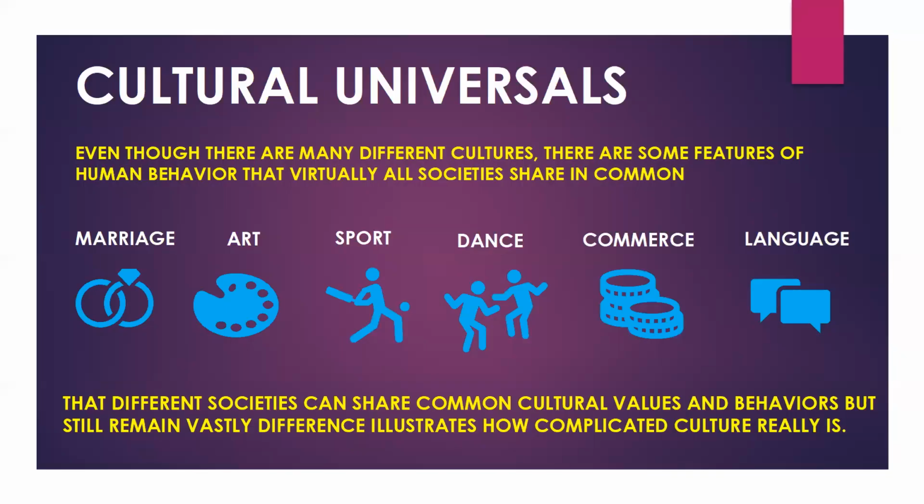So there are some cultural universals. So despite a lot of the huge differences that we have culturally, there are some things that virtually all human societies share in common. So these things are marriage, art, sport, dance, commerce, so commerce meaning the way that we pay, the way that we exchange, and language. Even though they look a little bit different between cultures, we all have some variants of this, even though it might be a little different. So it's just kind of interesting to see how complicated culture is. Sometimes we tend to think that we're just totally different. We have nothing in common, but there are some features that are universal.